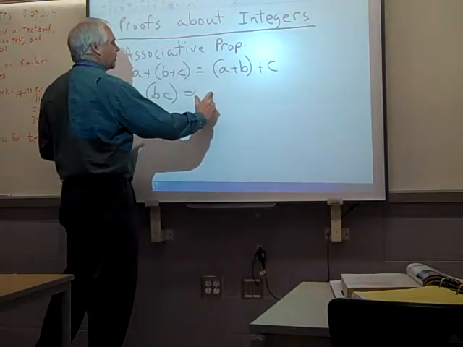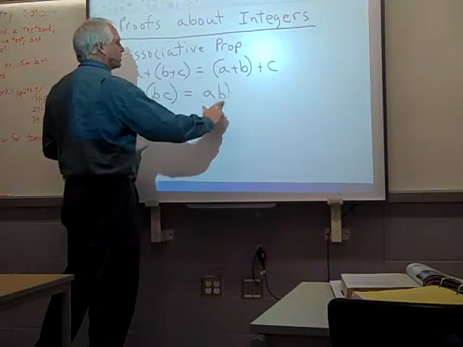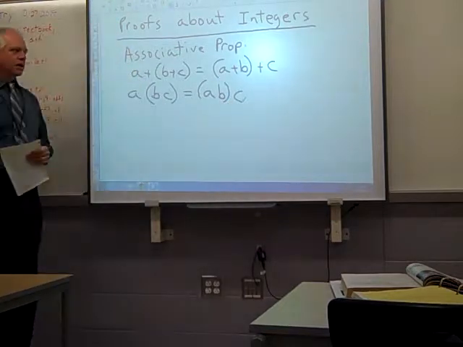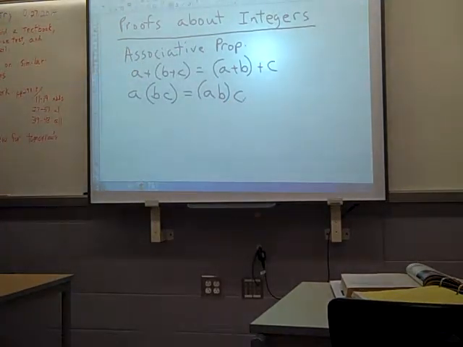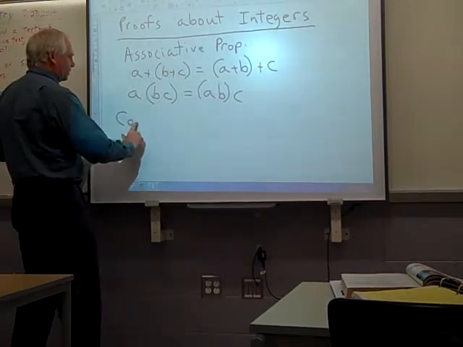All right, if you have three integers and you want to apply the associative property, it doesn't matter which two you group together first. Okay, so the associative property, the commutative property.